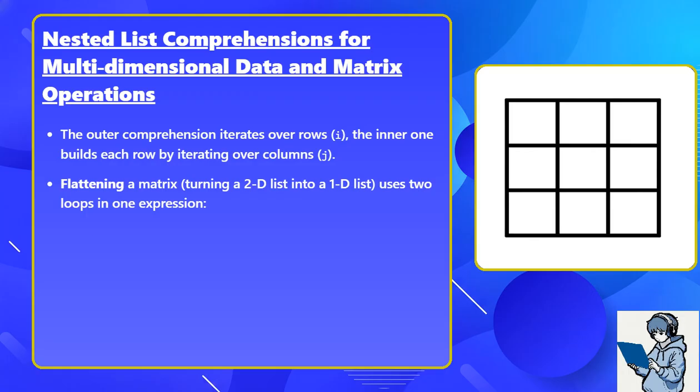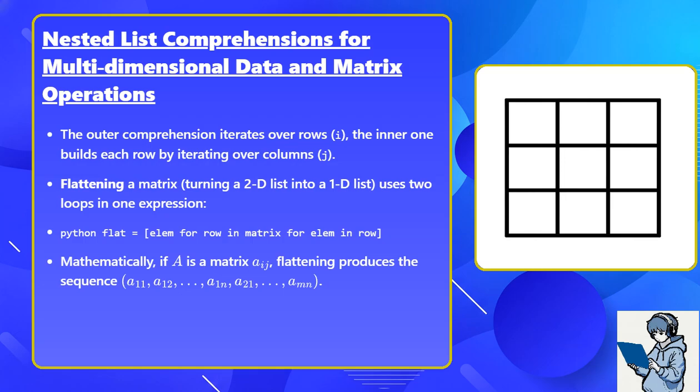Flattening a matrix, turning a 2D list into a 1D list, uses two loops in one expression. flat = [elem for row in matrix for elem in row]. Mathematically, if A is a matrix a sub ij, flattening produces the sequence a11, a12 through a1n, a21 through amn. You can also add conditions to both levels. For example, keep only even products.